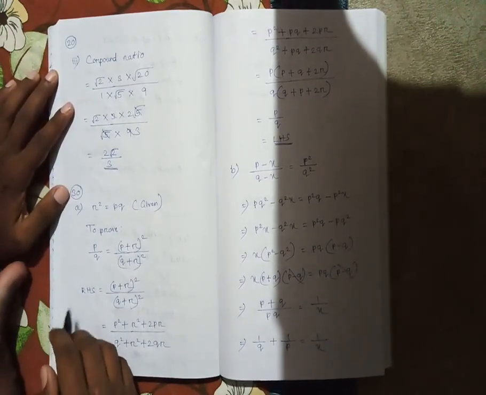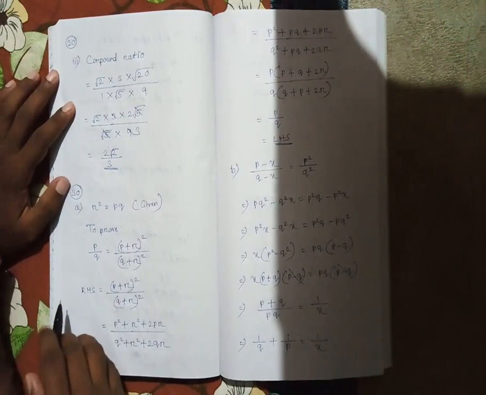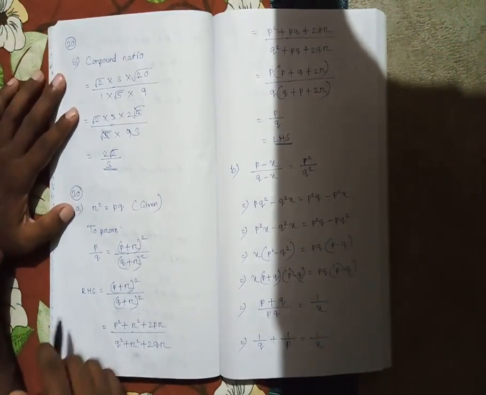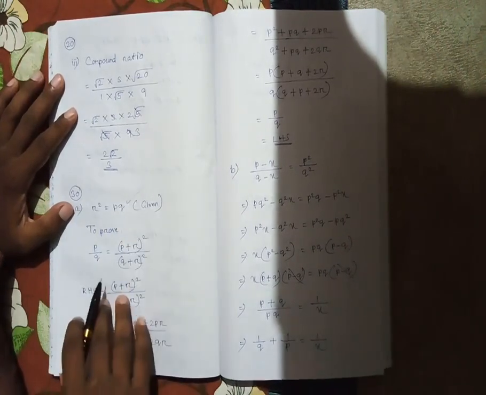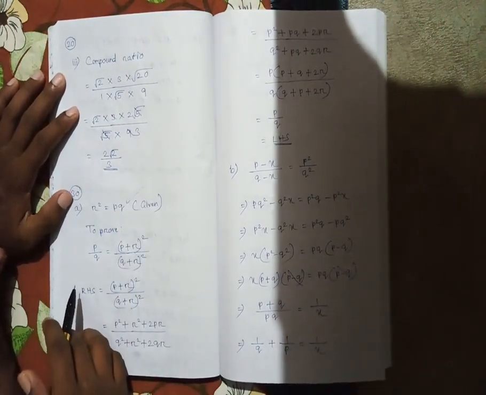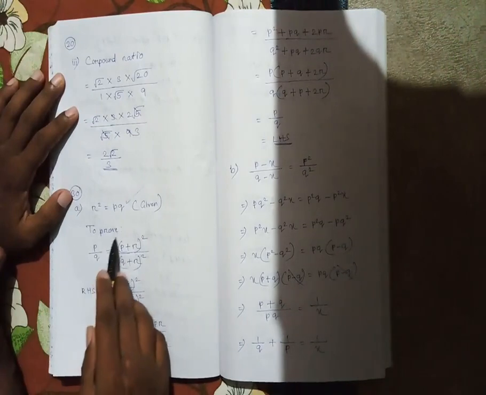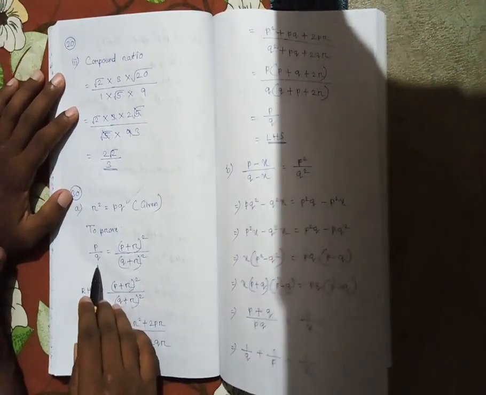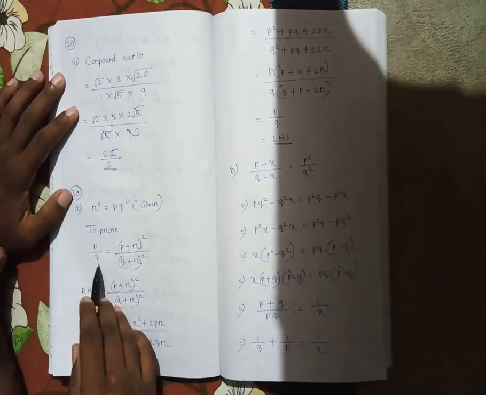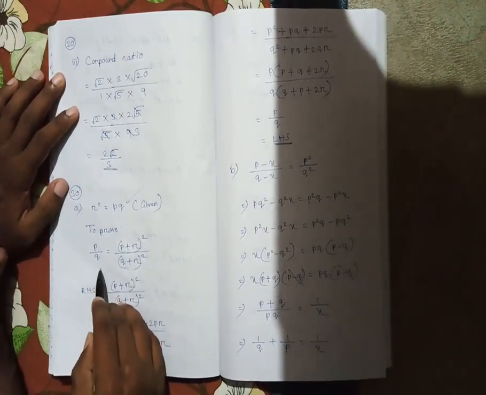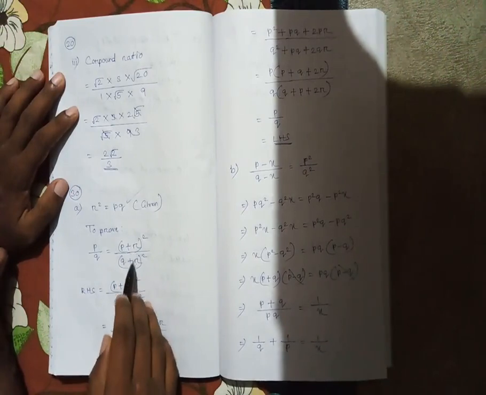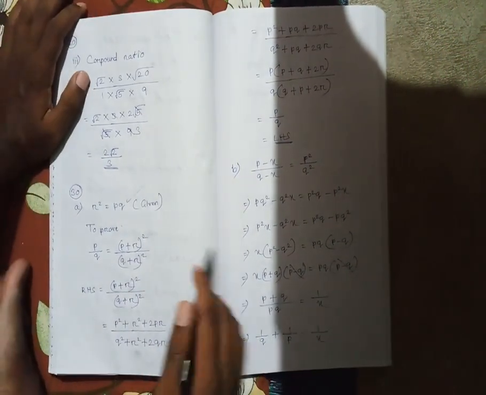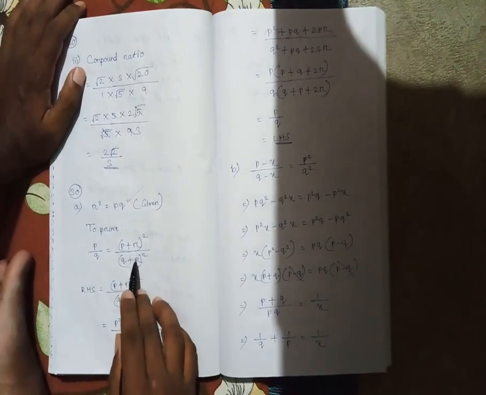Now let us move to number 30. There are two bits. The first bit is given: r square is equal to pq. We have to prove that p by q is the duplicate ratio of p plus r and q plus r. That means we have to prove that p by q is equal to (p plus r) whole square by (q plus r) whole square. As you can see, the right hand side, RHS, is more complicated.